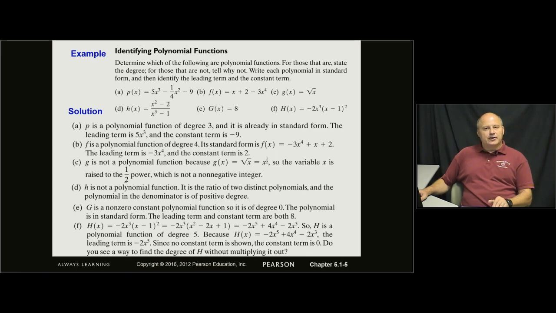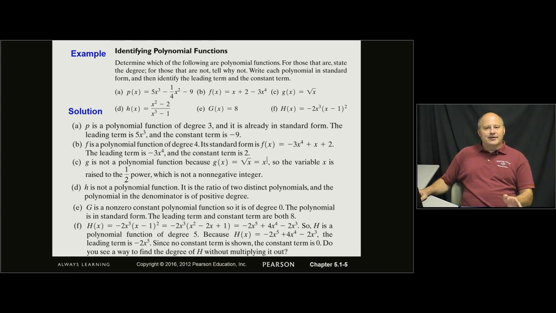Can we figure out what the degree of this thing is without actually doing the product? I think you can. If you just look at it this way, the x minus 1 squared, when you multiply that out, it's going to be x times x, which is x squared. And then you're going to end up multiplying the negative 2x to the third times that, so x to the third times x to the second is x to the fifth. So the degree would have to be 5. So you can actually identify the degree without carrying out the whole multiplication.